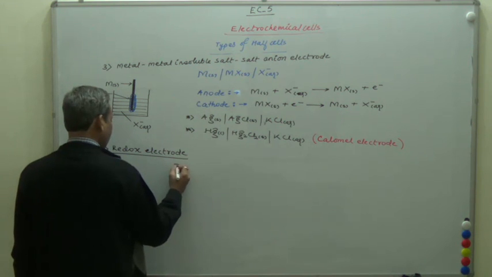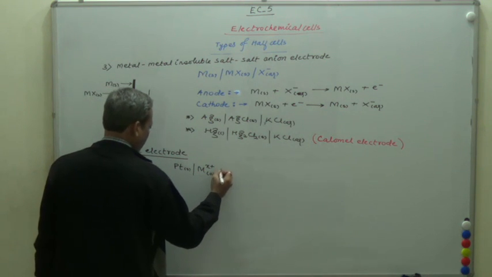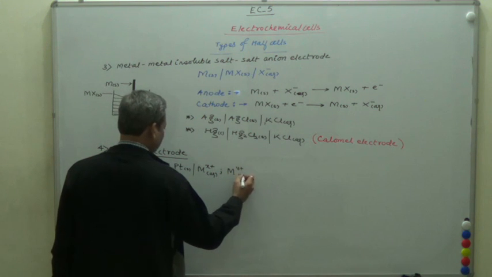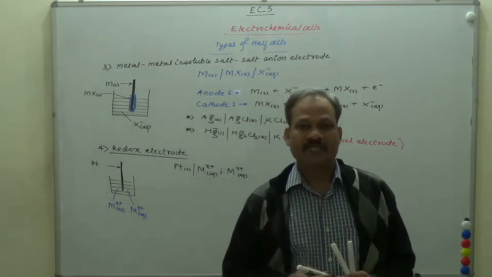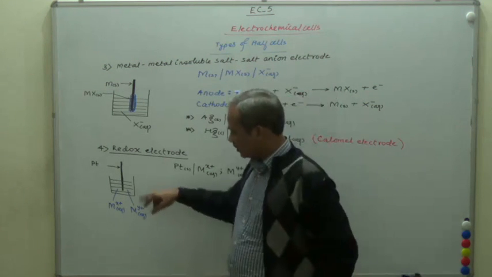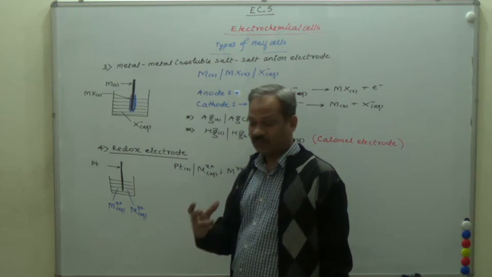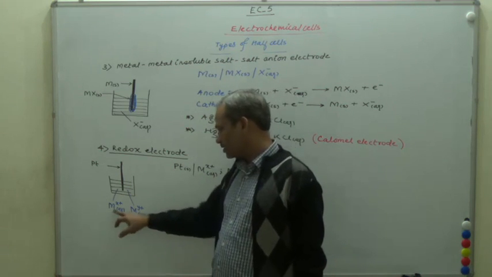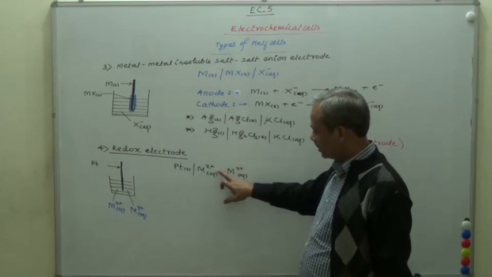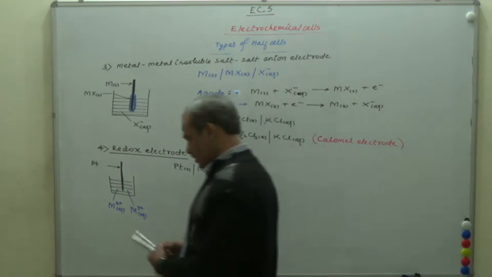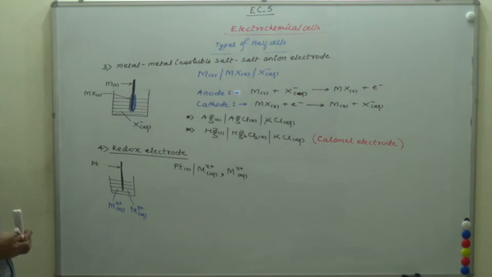So this electrode can be represented as platinum in solid form, Mx plus in aqueous form, and My plus in aqueous form. Now this vertical line represents phase boundaries, phase separation. So here there is only one phase boundary, between the platinum and the solution. These two substances are in the same physical state, so there should not be any phase boundary. These two will be separated by a comma. So electrolytes present in the same solution should be separated by a comma, and for different phase boundaries, we use the vertical line.